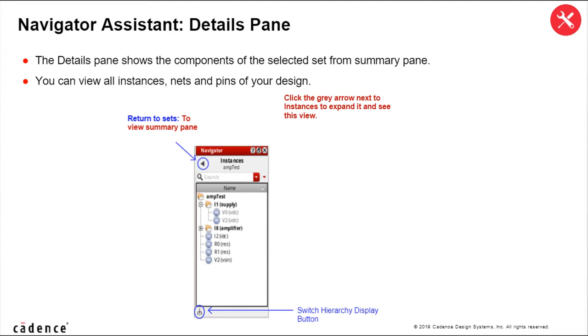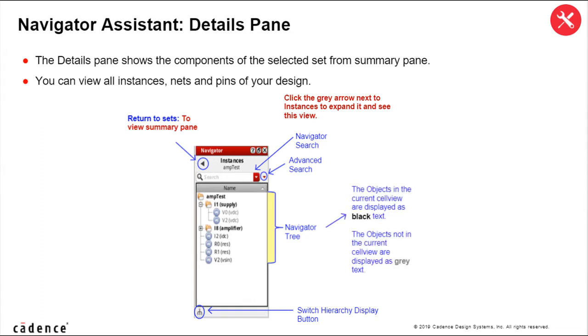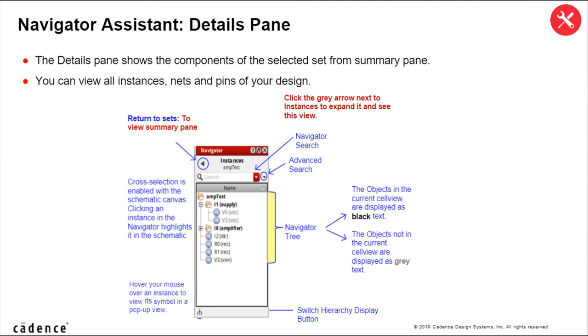You can see listed instances and nets in a tree format, and you can use the search field to search for instances, and advanced search options are also available. The objects in the current cell view are displayed as black text, and the objects not in the current cell view are displayed as gray text. Cross selection is enabled with the schematic canvas, and clicking an instance in the Navigator highlights it in the schematic. You can hover your mouse over an instance to view its symbol in a pop-up view.